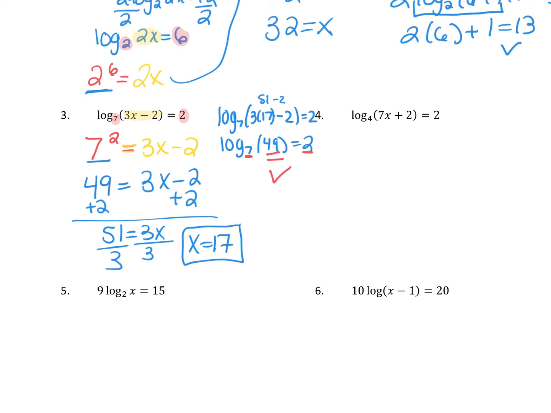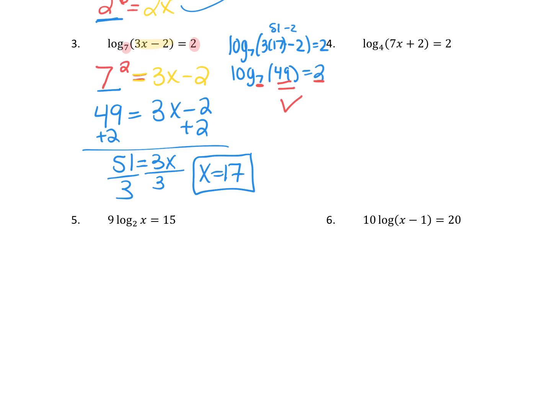Number 4 is really similar, so I'm going to skip that one for now and go on to number 5. So number 5, I have this 9 in front. So again, I want to get the log alone, so I'm going to divide by 9 first. I'm going to get log base 2 of x is equal to, well, 15 over 9 will reduce to 5 over 3. So we're going to reduce that fraction to 5 over 3, and we want to write it as a fraction because it's not a terminating decimal.